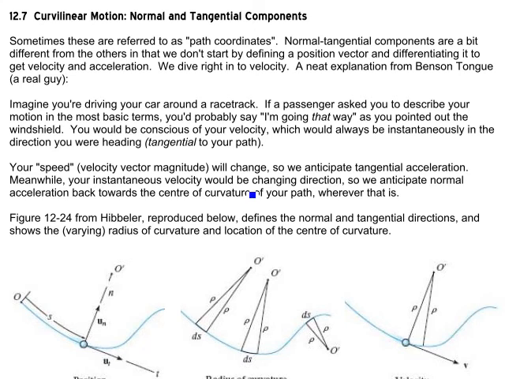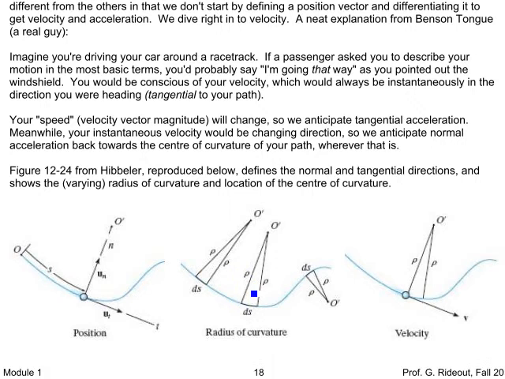Curvilinear motion. We're going to use normal and tangential components now for motion of a particle along a curved path. Sometimes these coordinates are called path coordinates. They're different from the polar coordinates in that we're not going to start by differentiating a position vector to get velocity and acceleration. We sort of start right in at velocity.